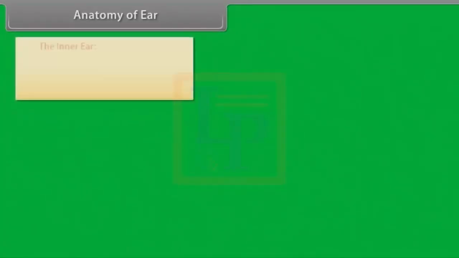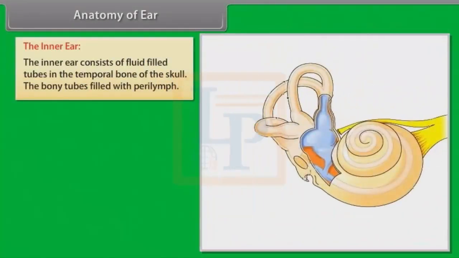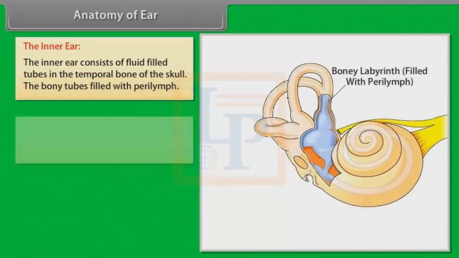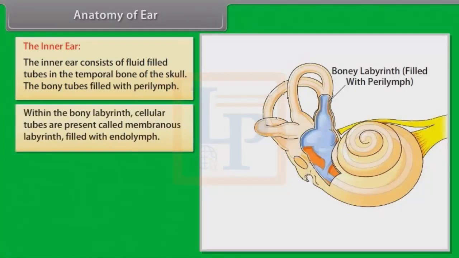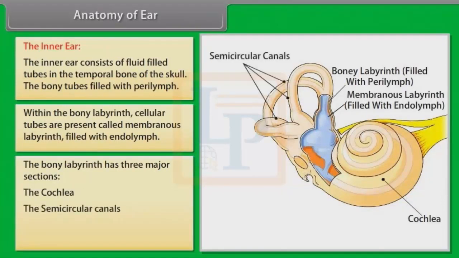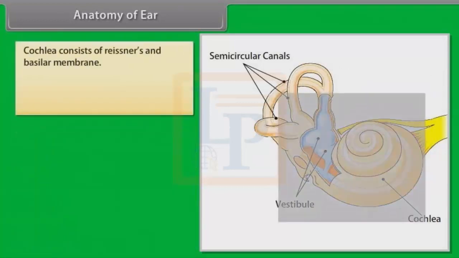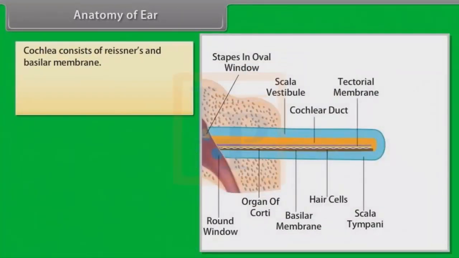Anatomy of the ear. The inner ear. The inner ear consists of fluid-filled tubes in the temporal bone of the skull. The bony tubes, filled with perilymph, make up the bony labyrinth. Within it are cellular tubes called the membranous labyrinth, filled with endolymph. The bony labyrinth has three major sections: the cochlea, the semicircular canals, and the vestibule connected to the cochlea and semicircular canals. The cochlea consists of Reissner's membrane and the basilar membrane.